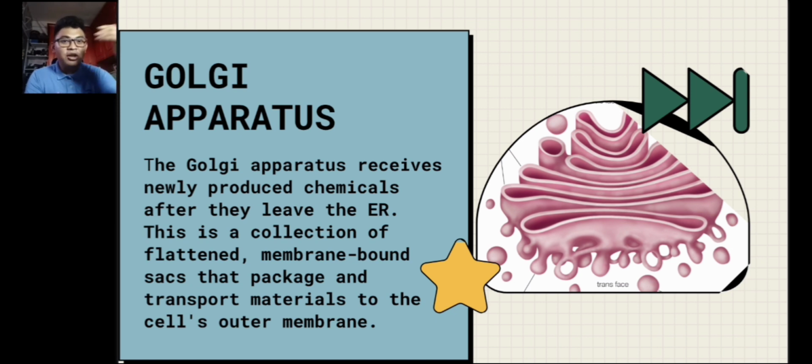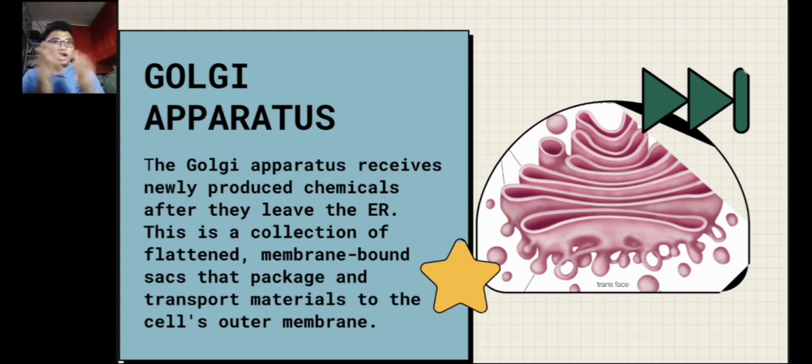cell is the Golgi Apparatus. Okay? Once molecules have been processed by the ER, they travel to the Golgi Apparatus. The Golgi Apparatus is sometimes considered the post office of the cell. So remember, kung meron tayong headquarters, meron din tayong post office. At ang post office natin ay ang Golgi Apparatus.